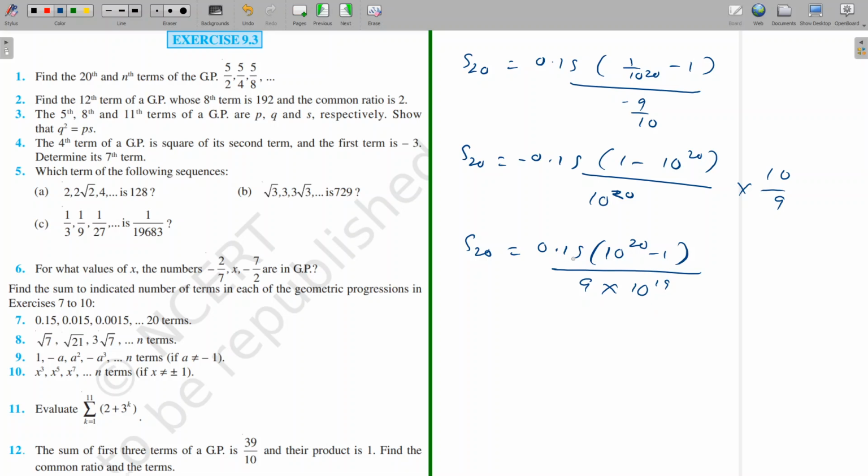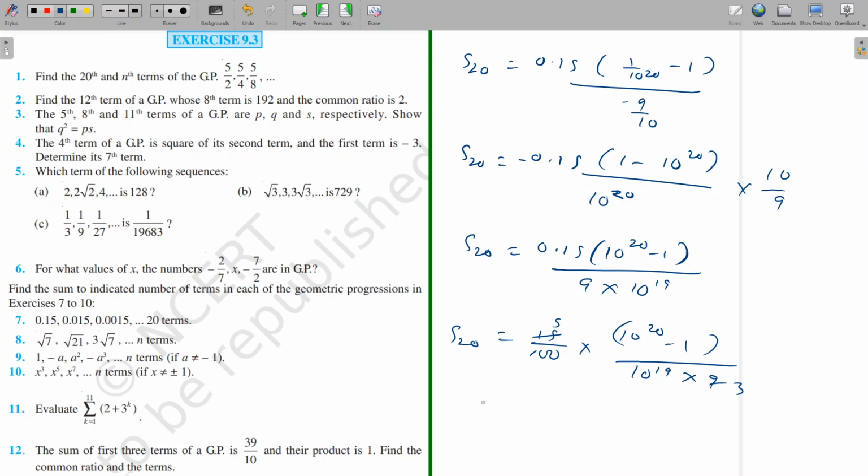And we can further simplify this because we can write 0.15 as 15 by 100. So S20 equal to 15 by 100 into 10 raised to 20 minus 1 over 10 raised to 19 into 9, and in this, 3 will be a common factor, so we can rewrite this as 5 and this as 3.